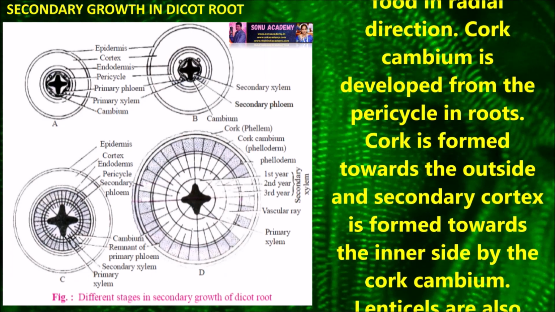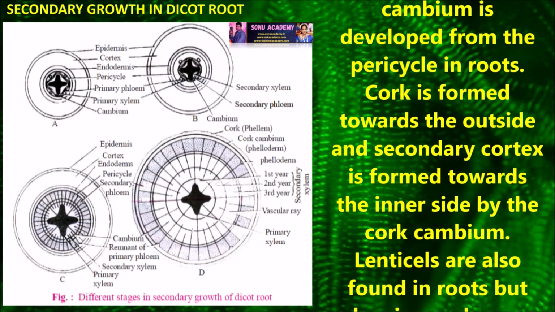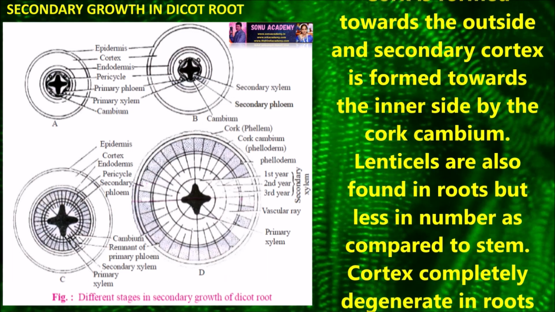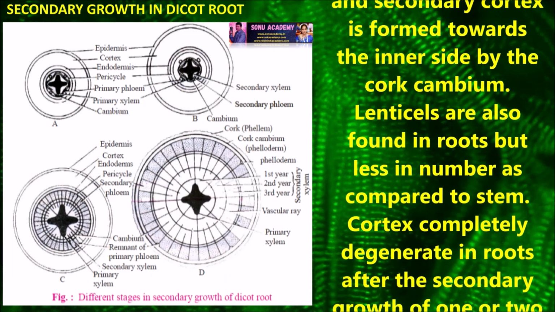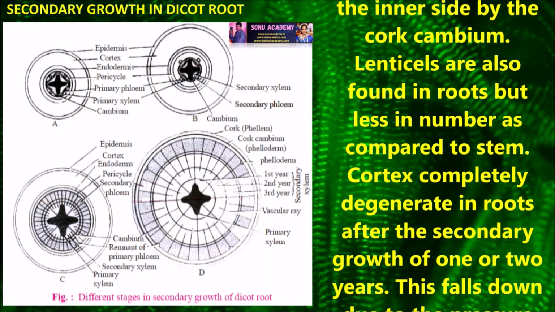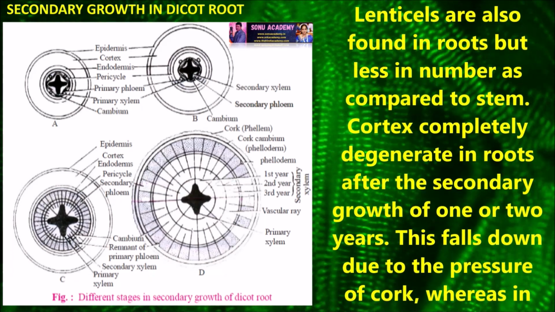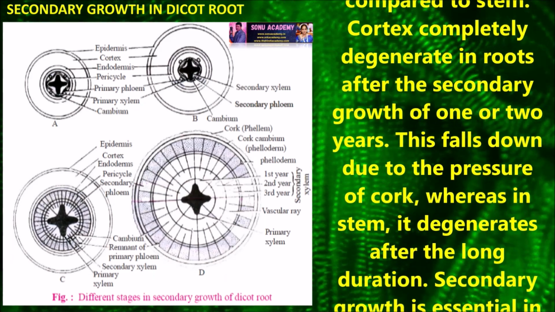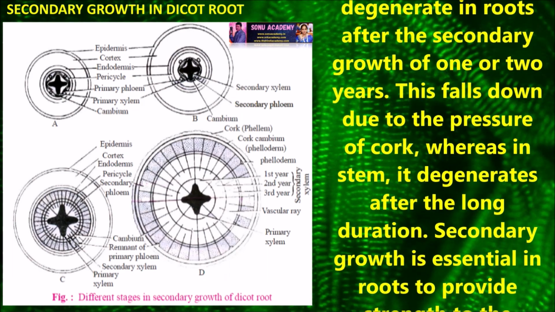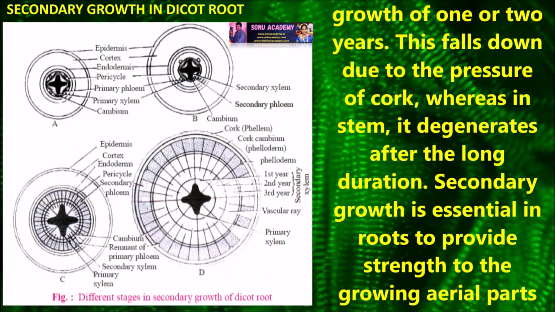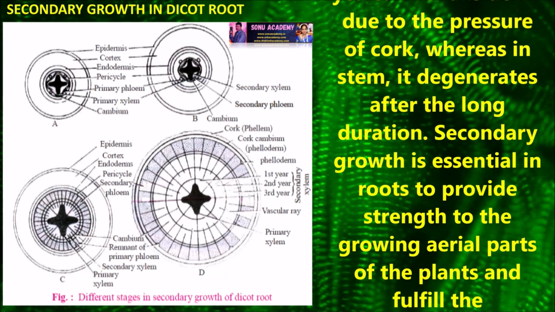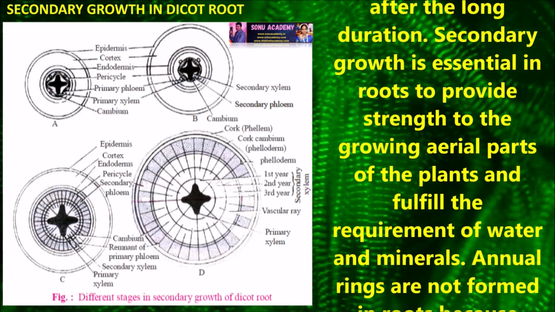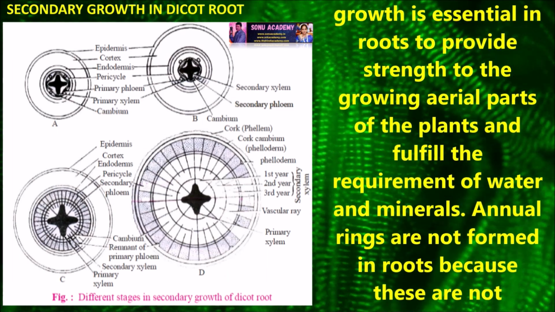Cork cambium is developed from the pericycle in roots. Cork is formed towards the outside and the secondary cortex is formed towards the inner side by the cork cambium. Lenticels are also found in roots but are fewer in number as compared to stem. Cortex completely degenerates in roots after the secondary growth of 1 or 2 years. It falls down due to the pressure of cork, whereas in stem, it degenerates after a long duration.